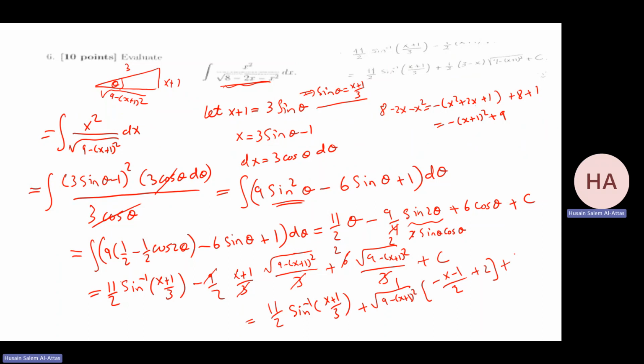Yeah, it's correct, plus c. Yeah, I just need to calculate here. What will happen? That will be 11 over 2 sine inverse (x plus 1) over 3 plus square root of 9 minus (x plus 1) squared. What is this? It's 4 minus 1, 3 minus x over 2 plus c. Which is this one? Yeah, it's a matter of calculation.